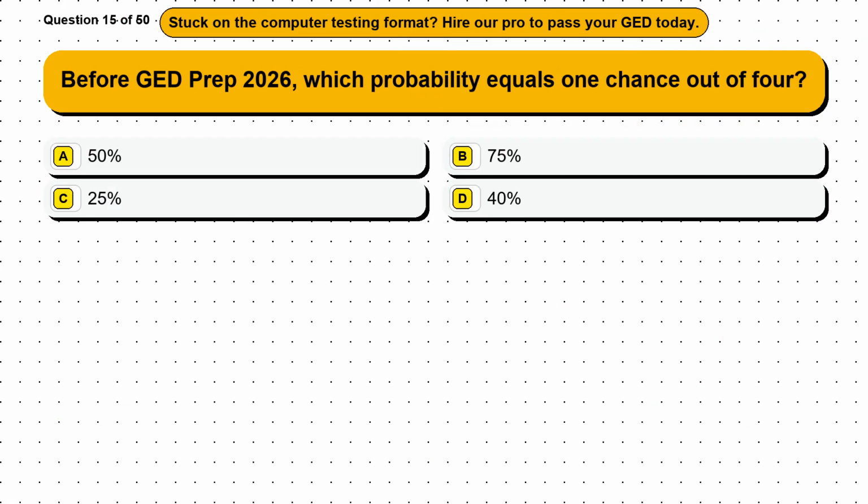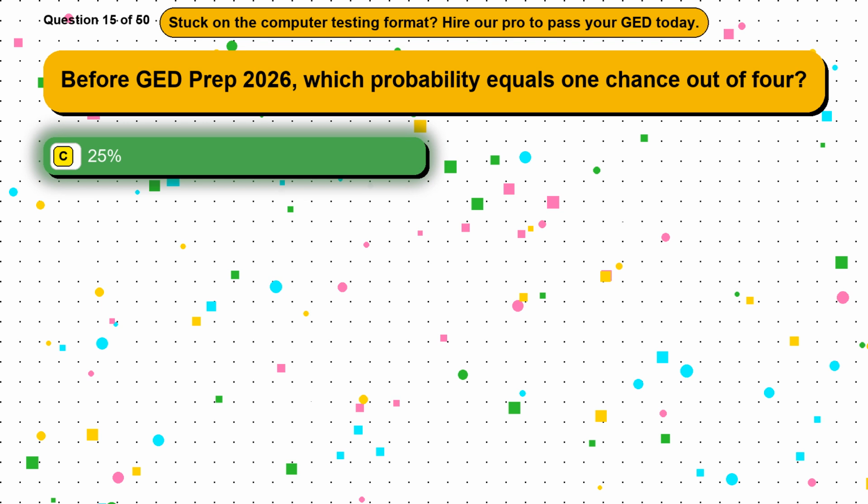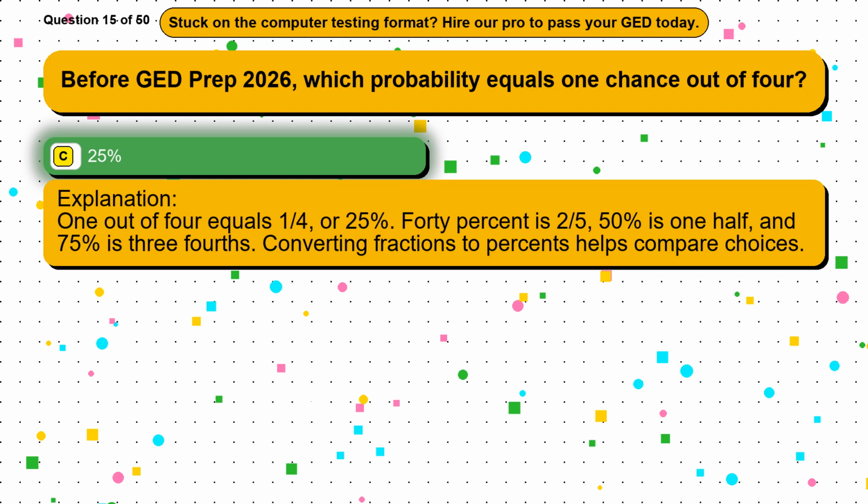Question 15. Before GED Prep 2026, which probability equals 1 chance out of 4? Option A, 50%. Option B, 75%. Option C, 25%. Option D, 40%. The correct answer is option C, 25%. 1 out of 4 equals 1/4, or 25%.